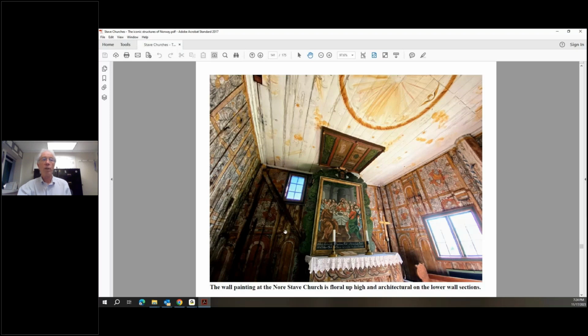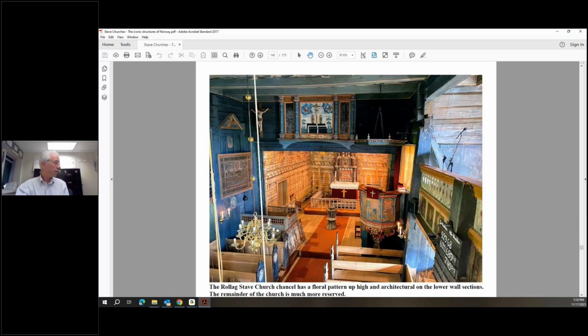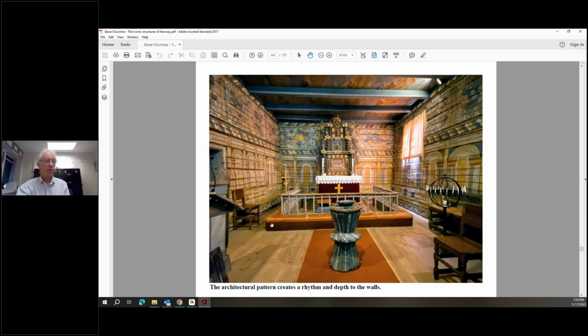And I really like this one. You can see a series of arches, almost like a colonnade around the outside that surrounds you here. And then we've got flowers and fruit up above. Very decorative, very interesting, and a totally different feel from the others.